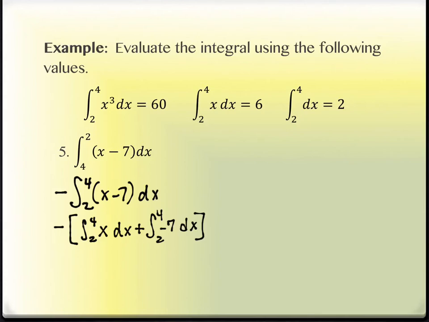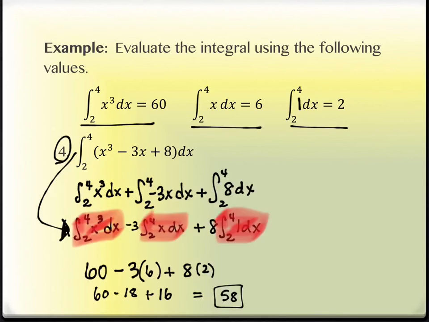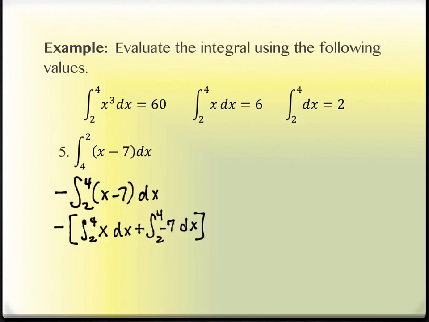And then this negative 7, much like the problem over here with my positive 8, can come out in front and leave me with a 1. So I still have the negative in front in my bracket. I have my integral from 2 to 4 of x dx. And then I have minus 7, and I have the integral from 2 to 4 of 1, or just dx if you prefer. So the negative out here in front has to apply to each of my integrals inside.